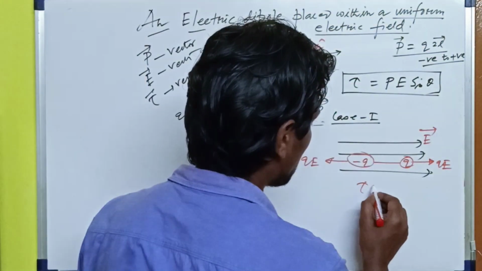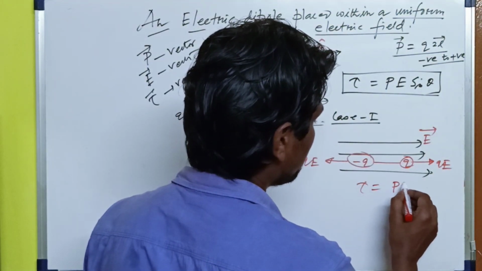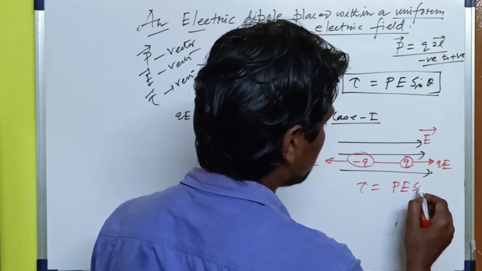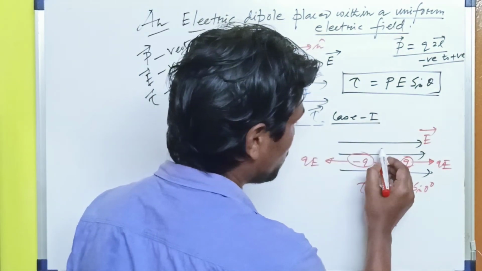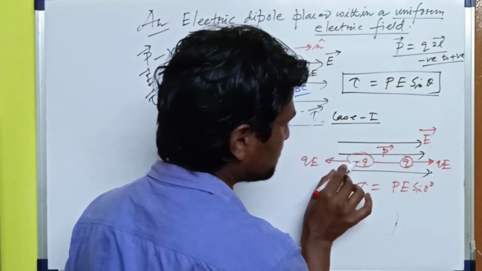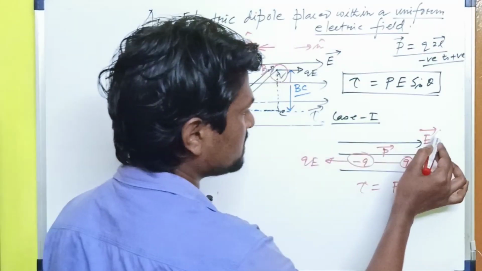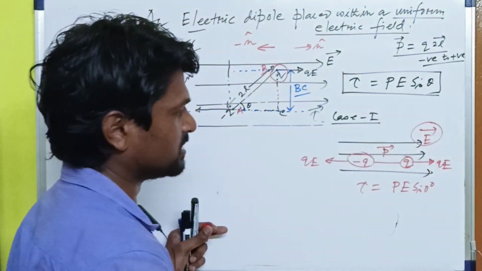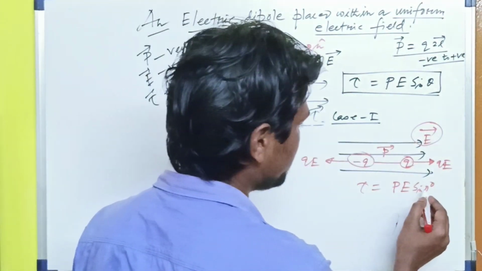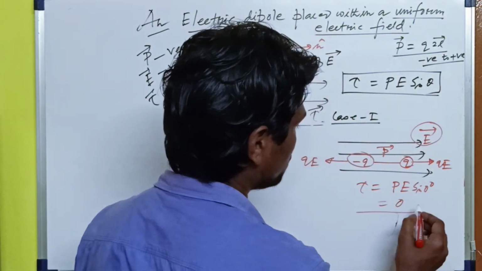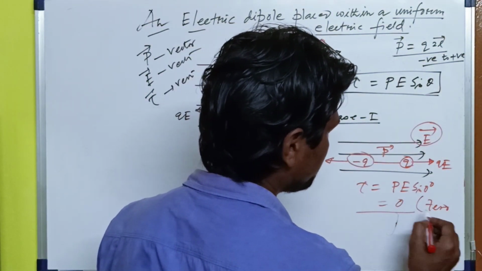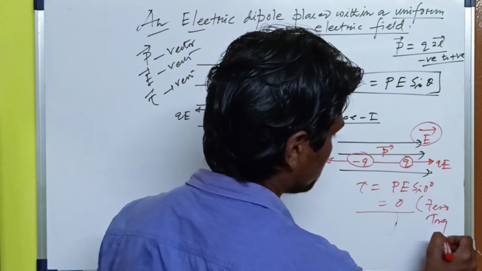So here the torque is PE sin 0 degree, because what is the direction of this P vector? That is from negative to positive. And what is the direction of E vector? Along the same direction. So P cross E means PE sin theta, sin 0 degree, that is 0. So the torque is 0.